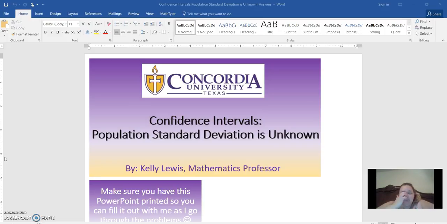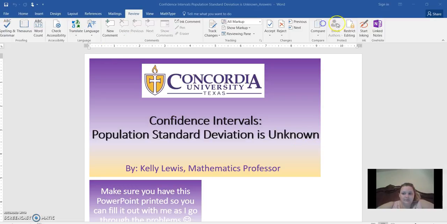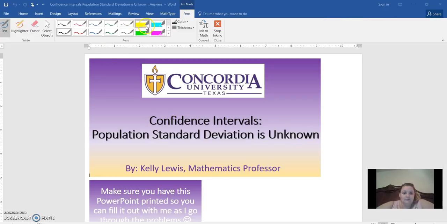Okay. Before, we talked about when we know the population standard deviation. And when we know it, we use the Z. Right now, we don't know. So now we're going to do it when we don't know the population standard deviation.